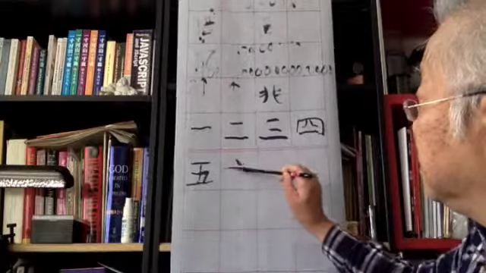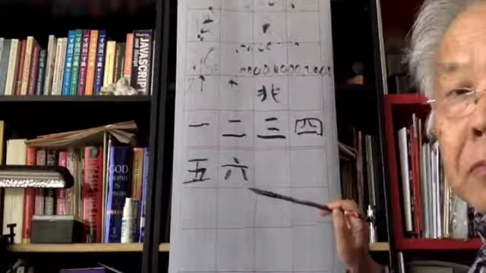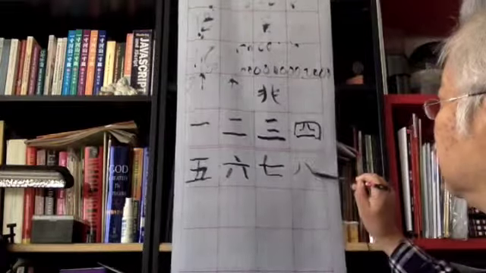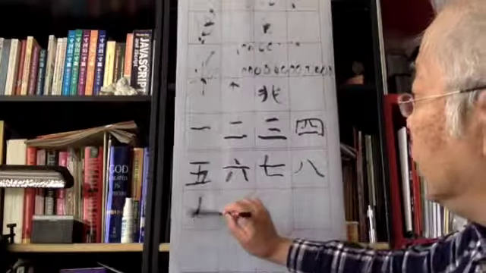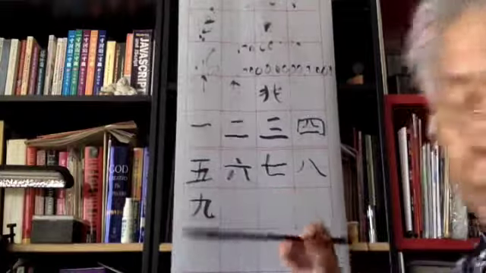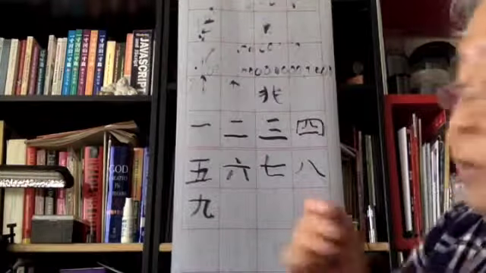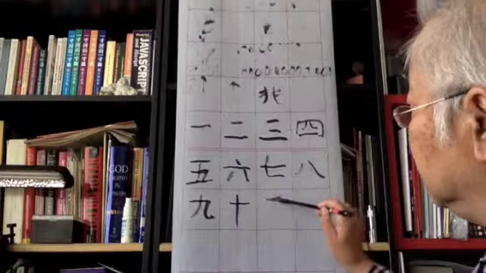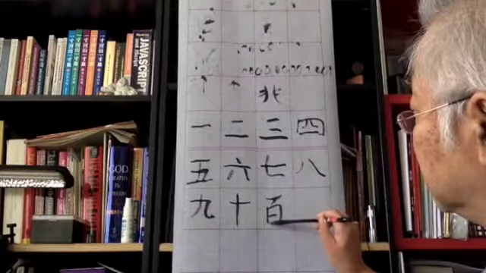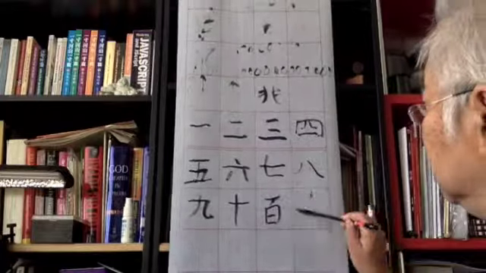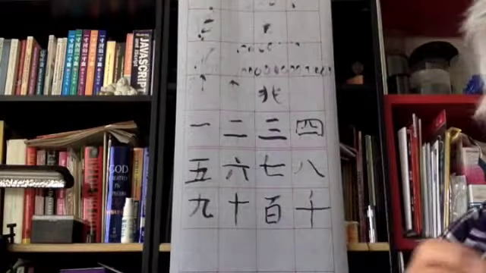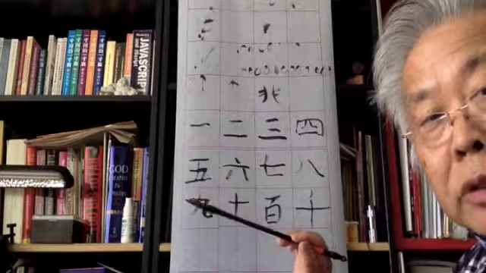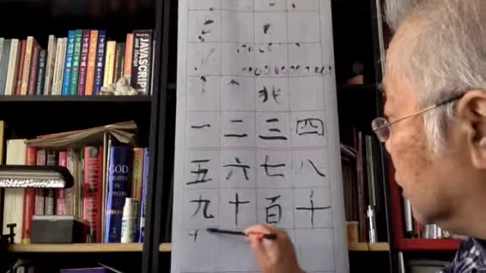and then we have 5, 6, 7, 8, 9, then we have the 10, the 100, the 1,000, and then the 10,000. Remember, we have 10,000 instead of 2 words making it up. So it's 10,000.